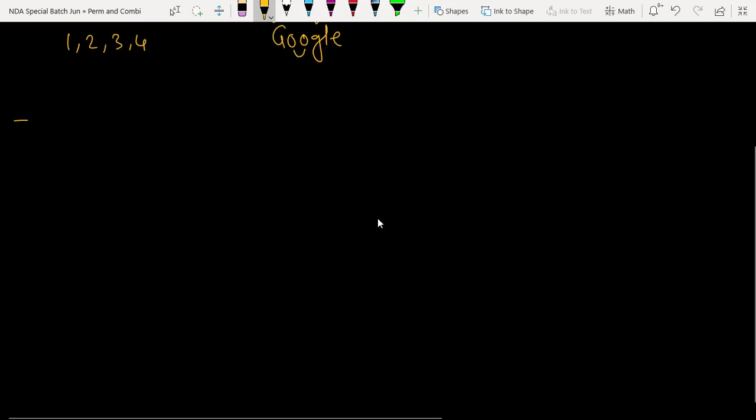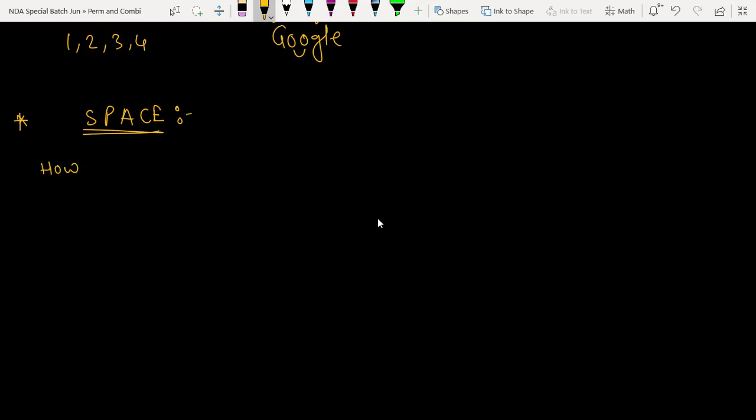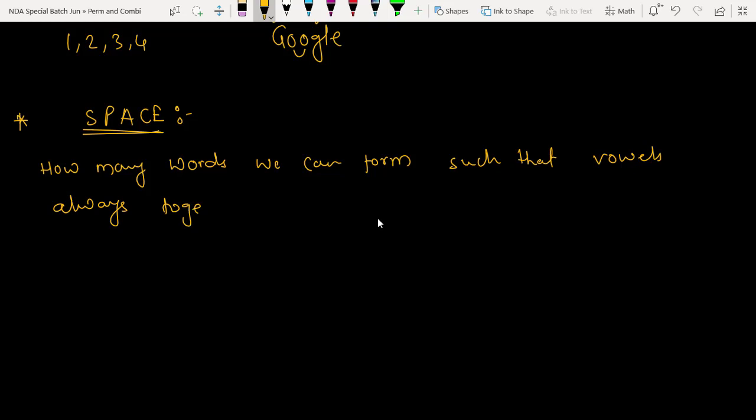There is one question like this. We will take the same example, SPACE. How many words can we form such that the vowels are always together? How many words using the letters of the word SPACE can we form such that the vowels in the given word are always together?